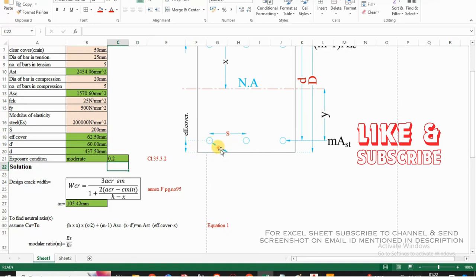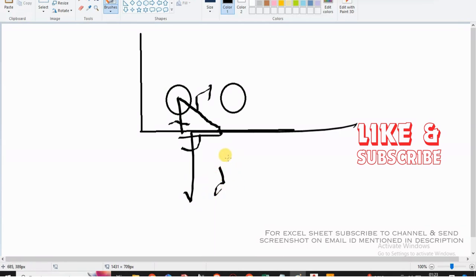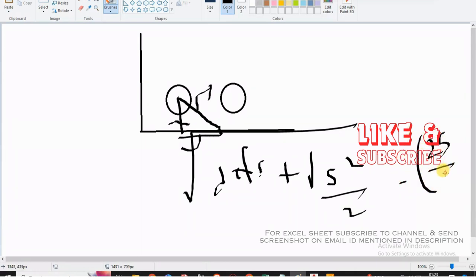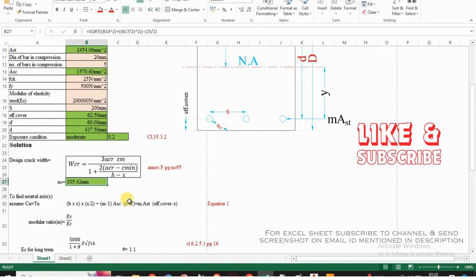So how to find acr, we'll use the help of Pythagoras theorem. We have the effective cover, we have spacing, we'll find this triangle. Let us assume this is the triangle we are getting now. We have this height, we have this base, that is s by 2, this is effective cover, we can easily get the hypotenuse. Then we have to deduct the radius of this bar, we'll get acr. So the formula is square root of d effective square plus s by 2 square, minus 25 by 2, or whatever the diameter of bar will be. So we'll get 105.42, that is acr.